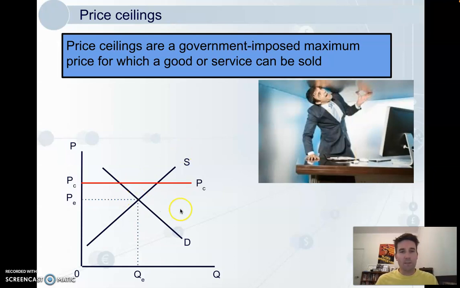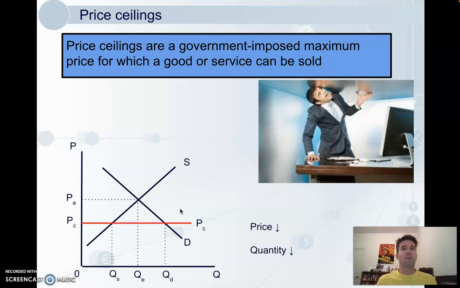So we can see that to be effective, a price ceiling must go below the equilibrium price. This is where people get confused. They want to draw a ceiling. A ceiling is high, so they want to draw it high on the diagram, but here it only works if it's below the equilibrium price.